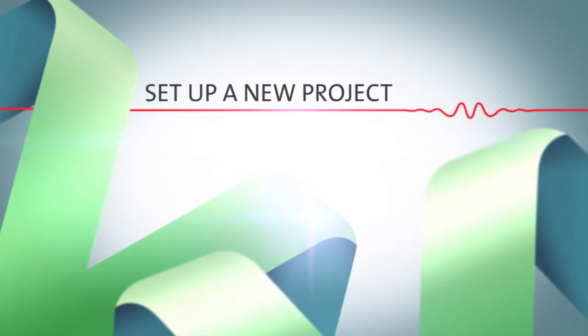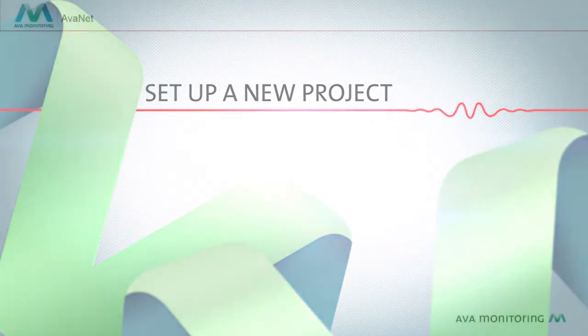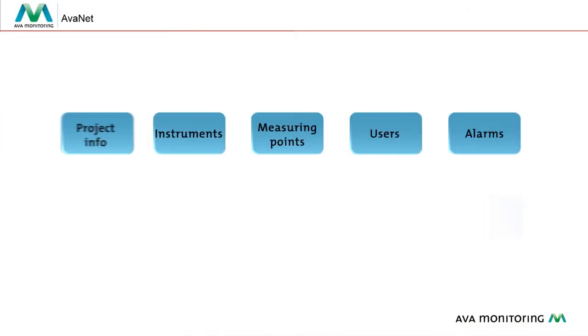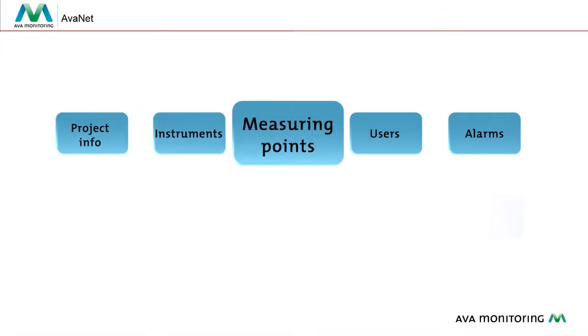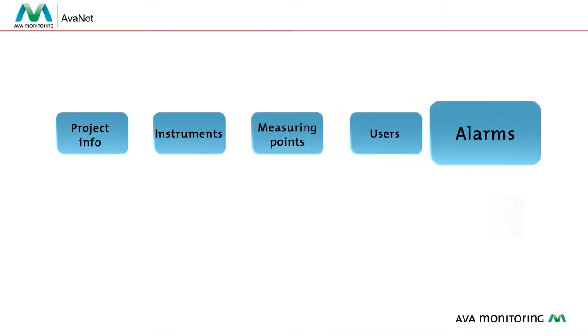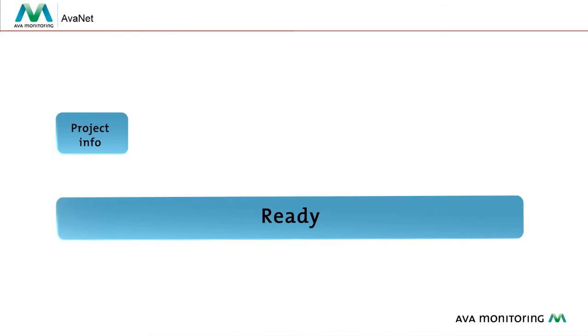Now we're going to create and set up a new project in AvaNet. To create and set up a new project in AvaNet, you need to enter important information related to the project. For instance, information about the project, the instruments, the measuring points, the users, and the alarm settings. To make it easy for you, we have made a wizard that will take you through this procedure step by step.